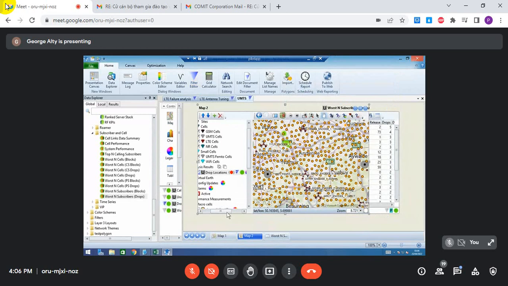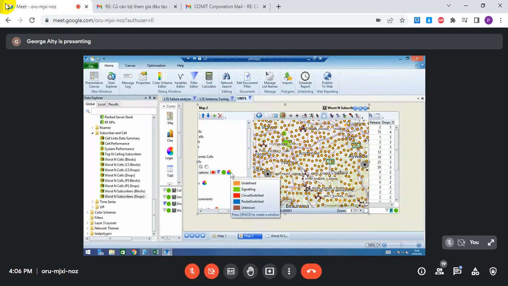Now, if I look at the legend here, I'm going to get some color codes from these little blobs on the map that tell me where he was, and they'll tell me which particular drops he was having issues with. So you can see that orange is if we don't know what it was. Green is signaling, so clearly he's having drops in the signaling procedure. Red is circuit switched, blue is packet switched, and brown, or maroon, is unknown. So undefined versus unknown, that's an interesting one. I'll find out what the answer to that is, and I'll tell you tomorrow because I can't remember off the top of my head.